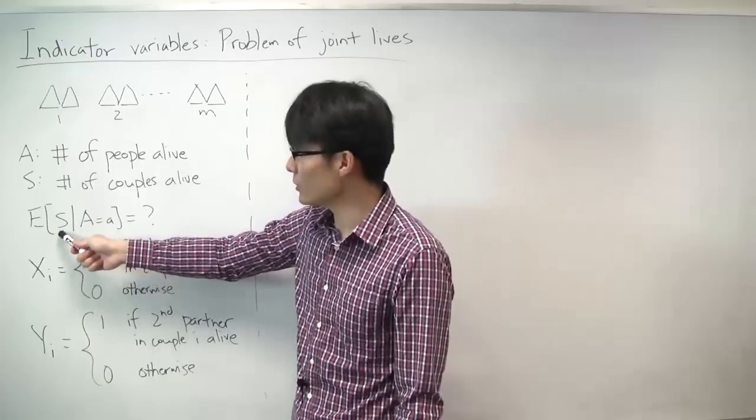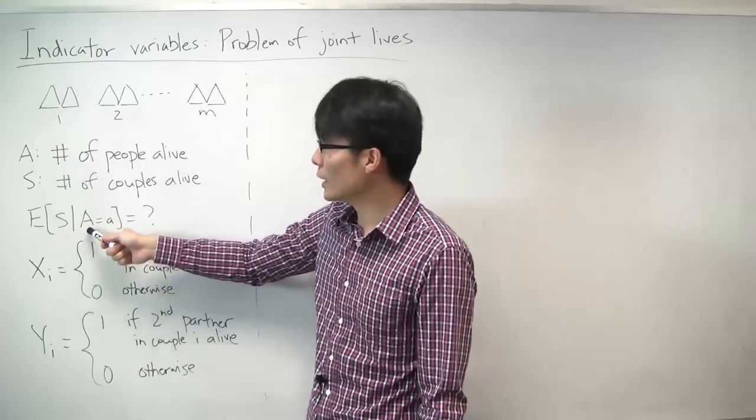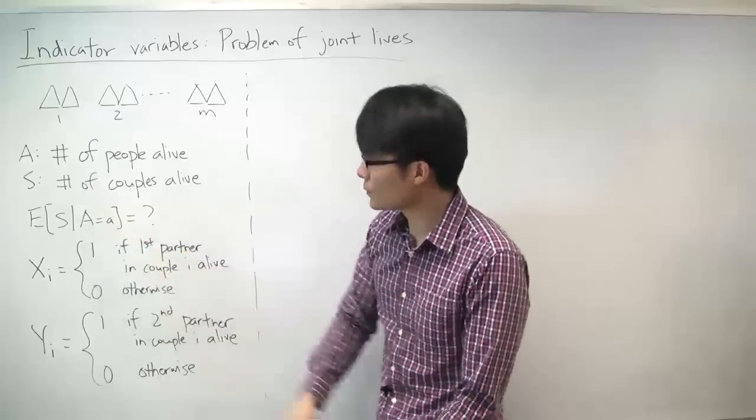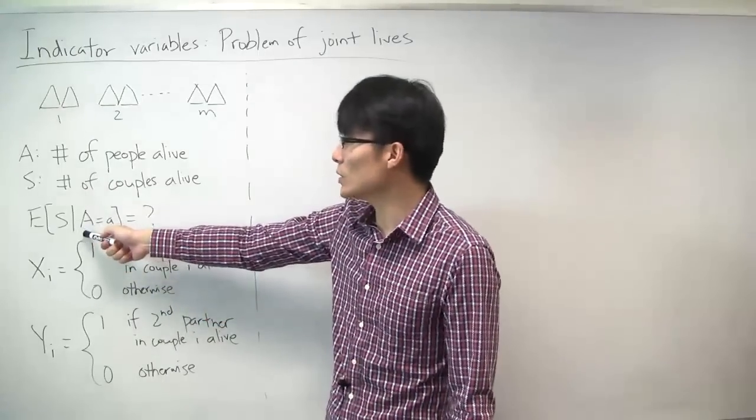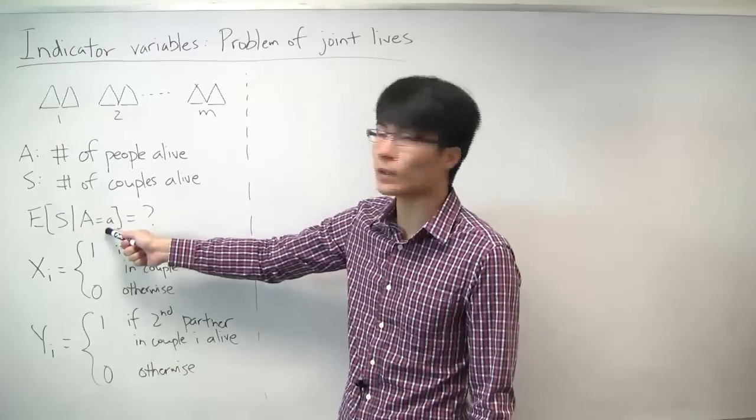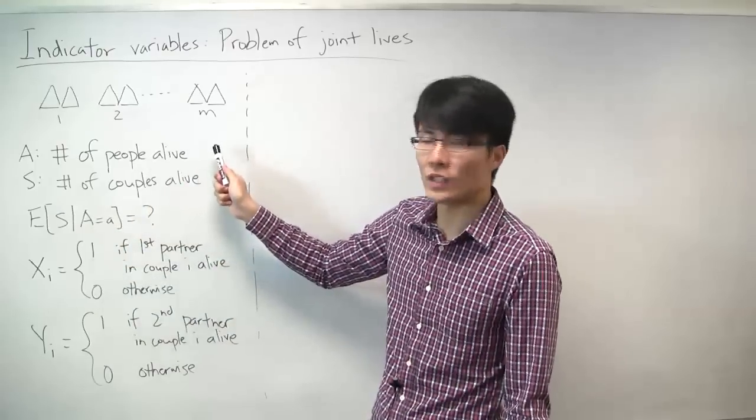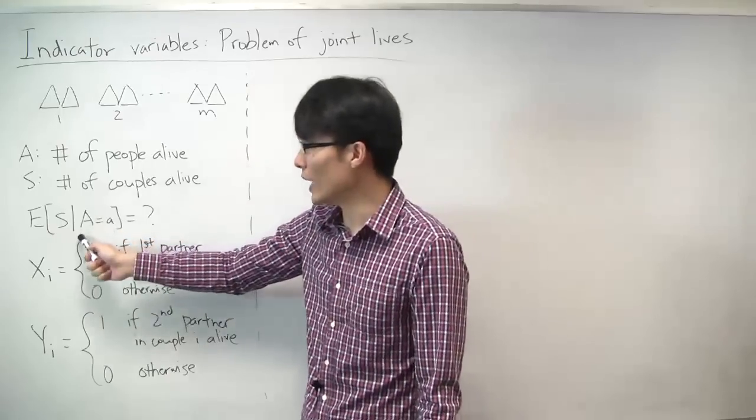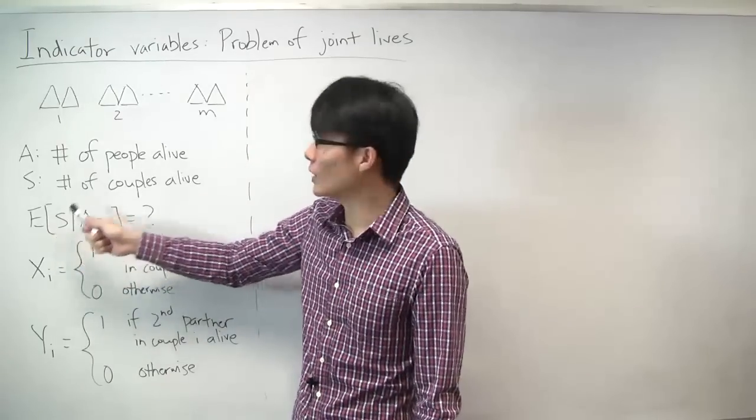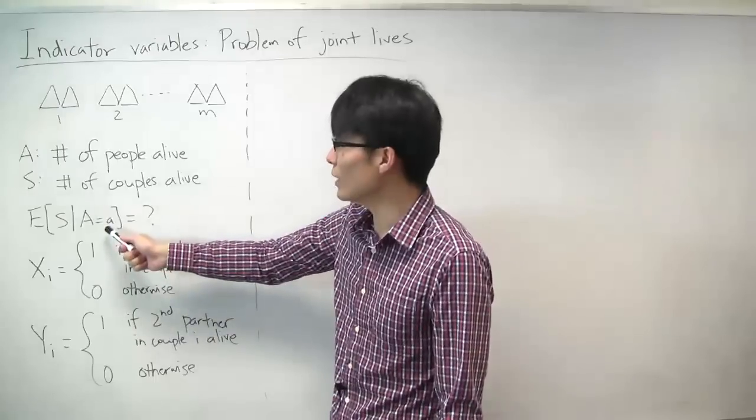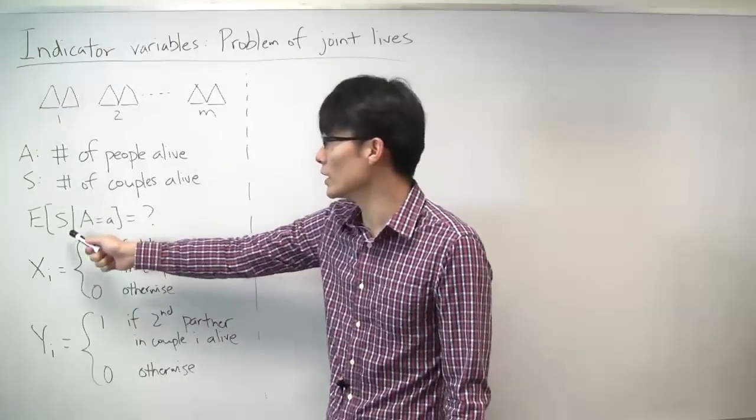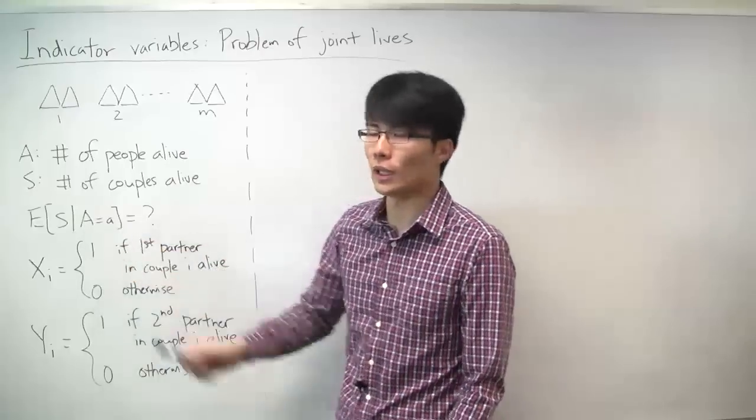With these definitions, what the problem asks us to calculate is this conditional expectation: what is the expectation of S conditioned on A being some little a? What does this actually mean in words? Suppose I tell you that there are exactly little a people who are still alive 50 years from now. Then, given that, what is the expected number of couples who are still alive? Of course, this is going to be a function of what little a is, so it depends on exactly how many people are still alive.